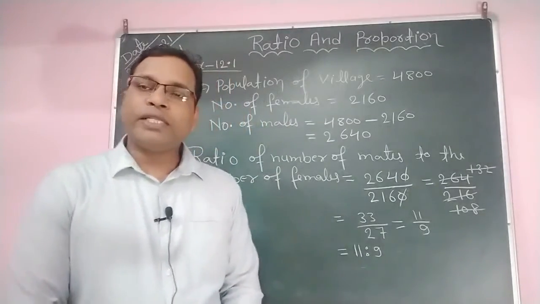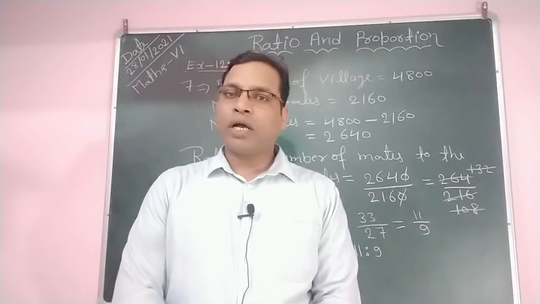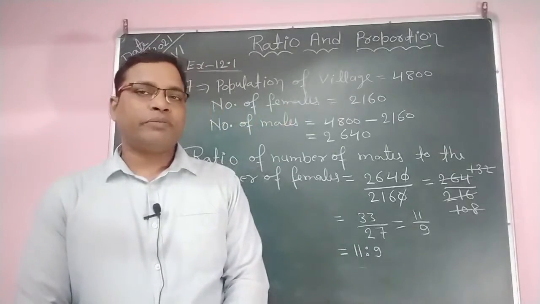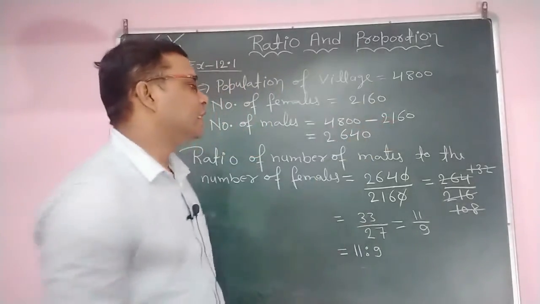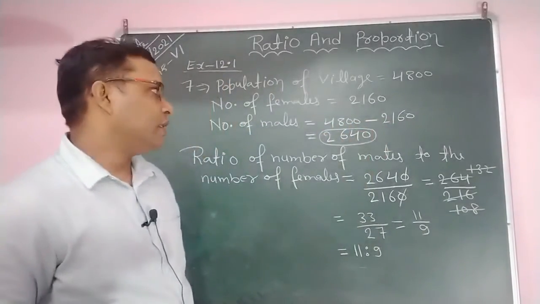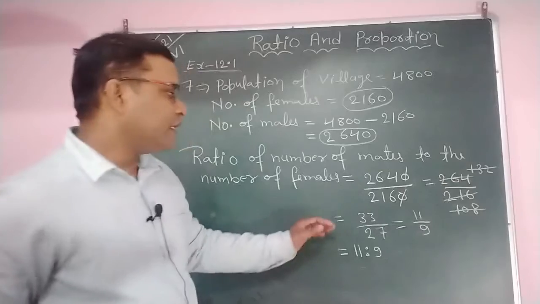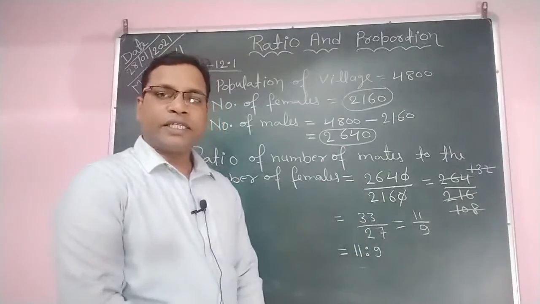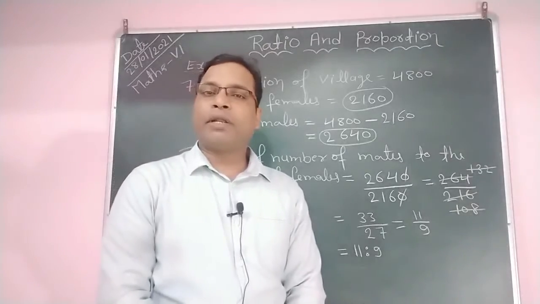So we need to find the ratio of the number of males to the number of females. How do we find the number of males in the village? If you subtract the number of females from the population of the village, then we get the number of males. Here you can see we subtract it and we get the number of males in the village is 2,640. The number of females is given here, 2,260. So we need to find its ratio, and you can see here we get 11:9. This is the required ratio of the number of males to the number of females in the village.